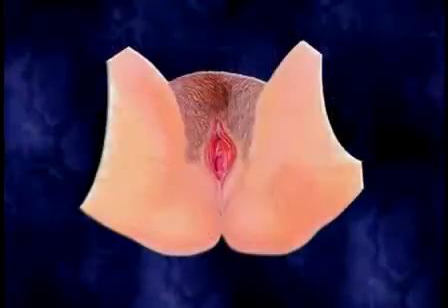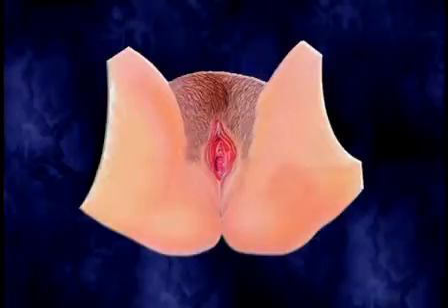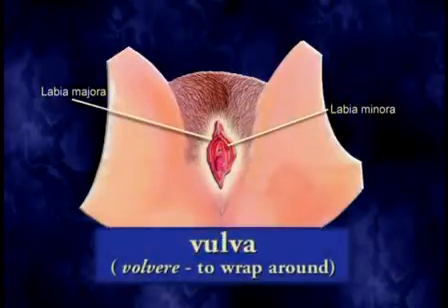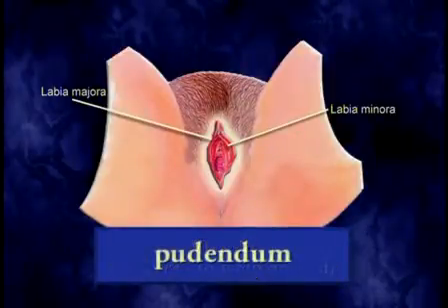We begin here with this external artist view and pretty much see exactly what we saw in the last lecture. The external genitalia, the labia on both sides, is called the vulva. It comes from the word vulvare, which means to wrap around. It's also known as the pudendum.